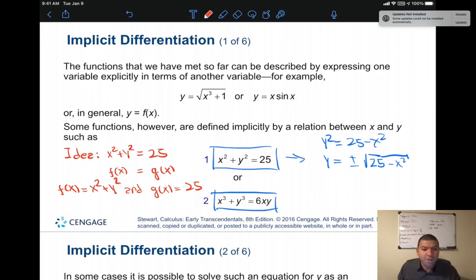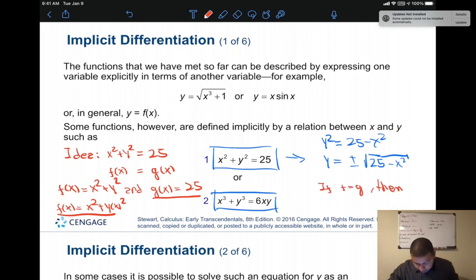And the one thing you have to remember is that y is already a function of x. So f of x is really x squared plus y of x squared. So you now have two functions, and the equation is telling me that f equals g. So it has to be that the derivative of f equals the derivative of g. So I'm saying if f equals g, then their derivatives are also equal. Okay, that's the idea.